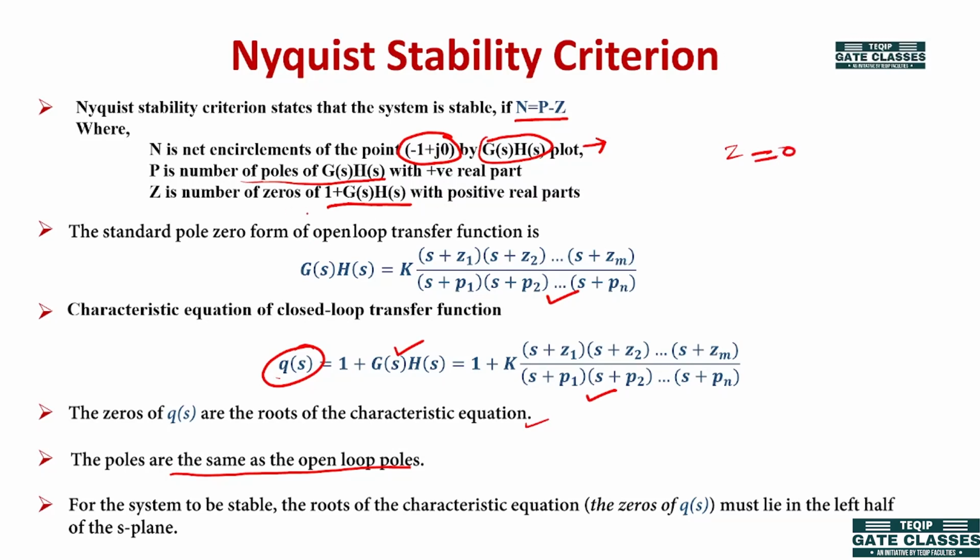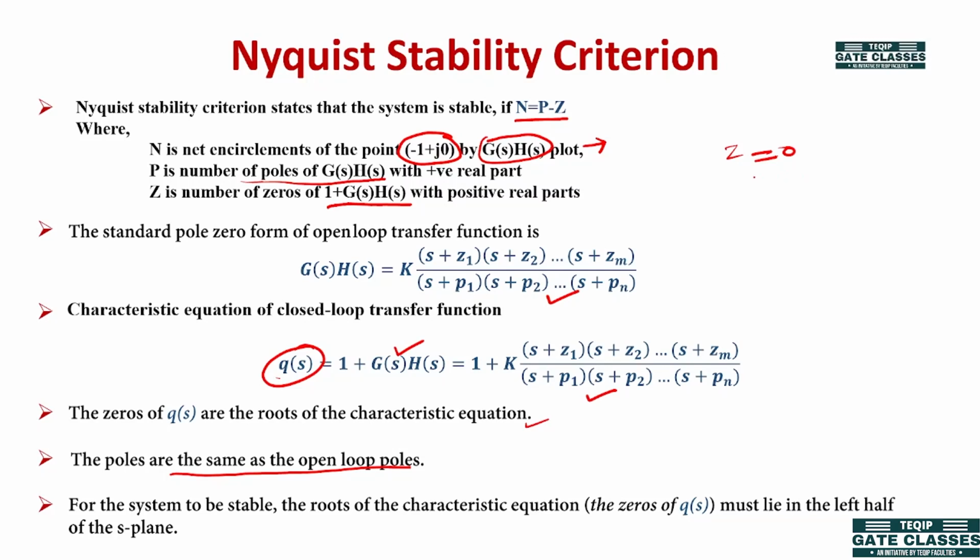Because what is Z? Z is the number of zeros of 1 plus G(s)H(s) with positive real parts. That means there exist some zeros that are in the right half of the S plane. However, for the system to be stable, the roots of the characteristic equation, that means the zeros of Q(s), must lie in the left half of the S plane.